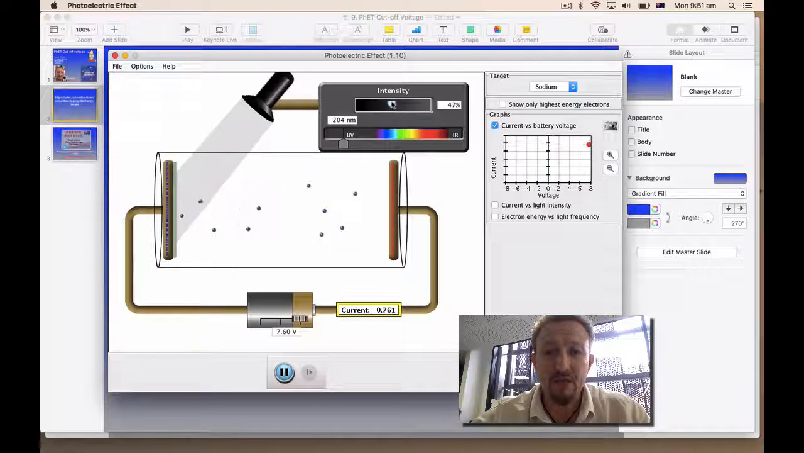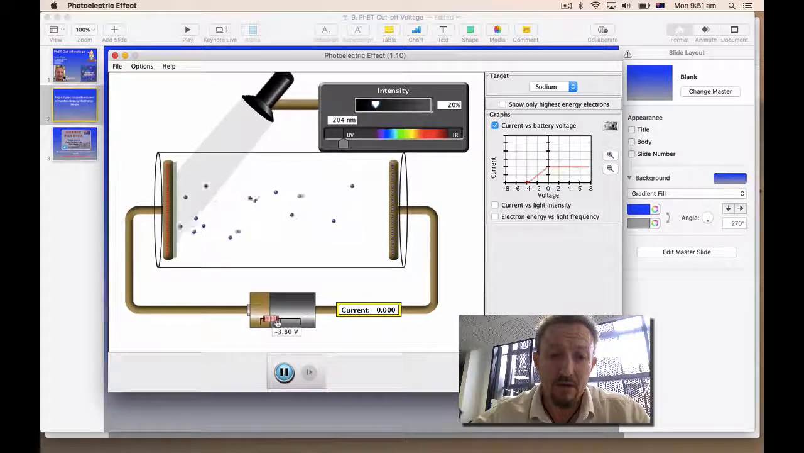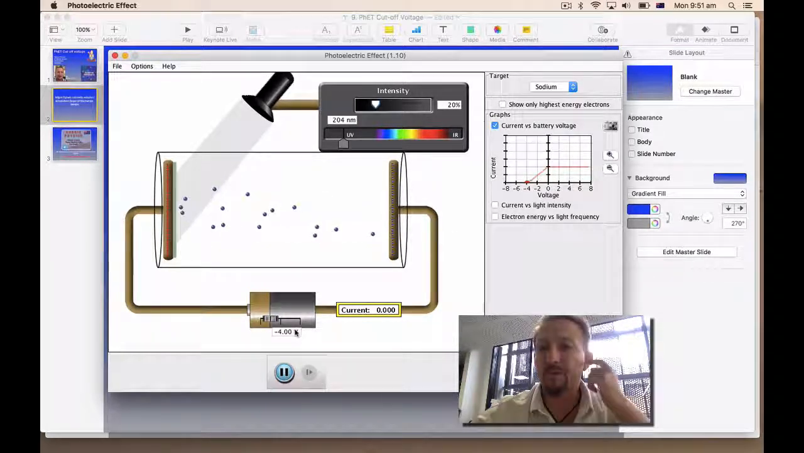Now if I decreased my light intensity, watch what happens. I'm going to drop it down to 20%. So there we are. We've dropped it down to 20%, and I'm going to decrease my voltage. Notice it's still an anode, and now I'm going to go in the opposite direction. You'll notice that it doesn't take much to cause that repulsion to occur, but look at the voltage which prevents the current. We've got 4 volts here, and we've got 4 volts here.